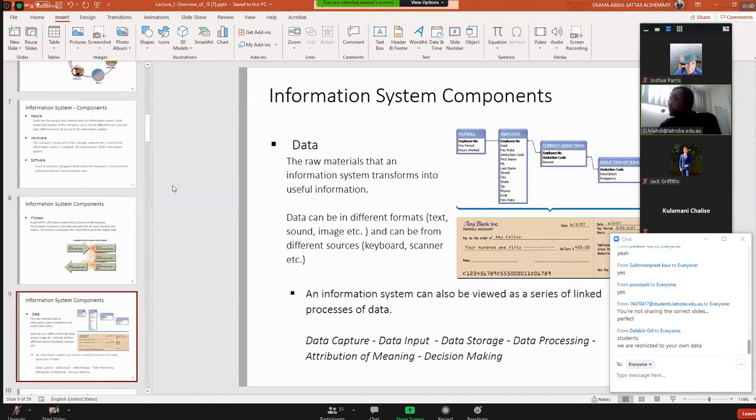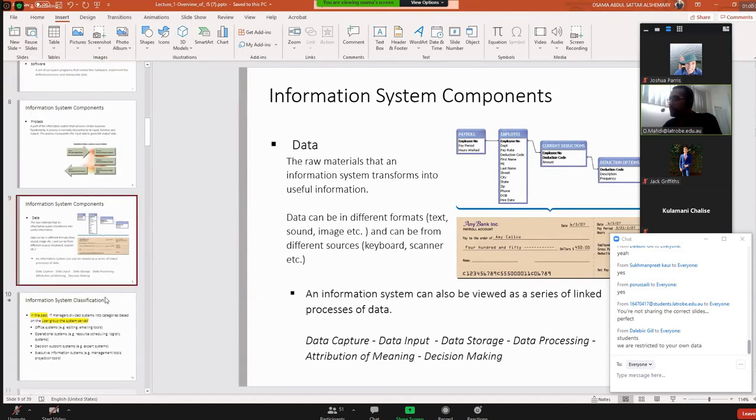Data, again, as we said, is the raw material that an information system transforms into useful information. Data can be in different formats, could be text, could be sound, could be image, could be any form of data, just anything that could be used for an information system.